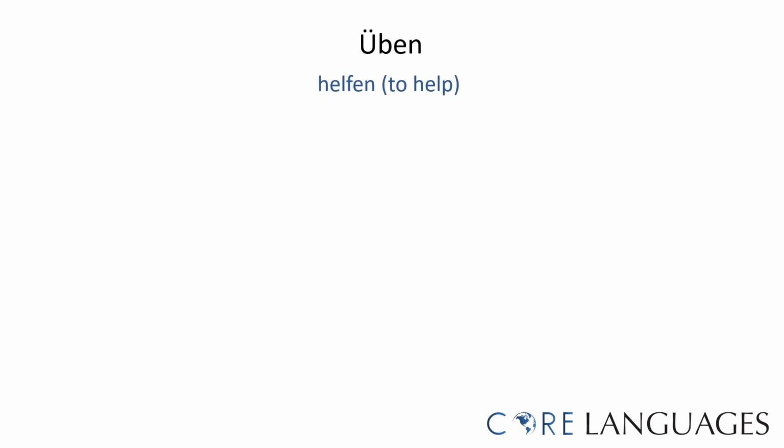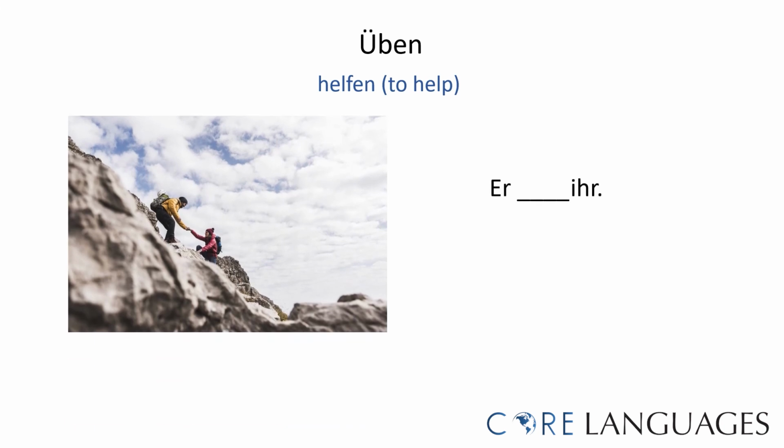And how about this example? The verb is helfen, which means to help. Er, ihr. He helps her. Er hilft or hilft. In this example, the E simply changes to an I. Hilft ihr.